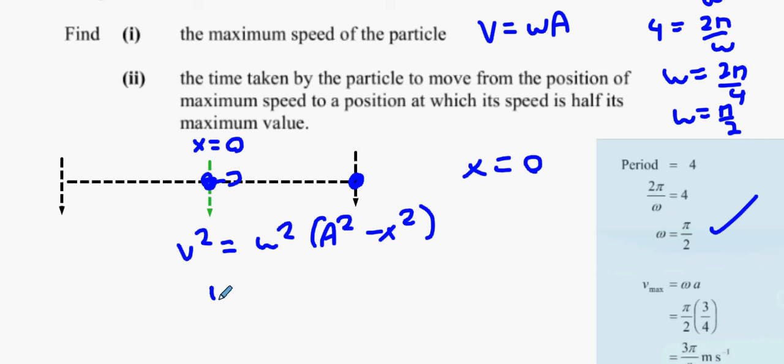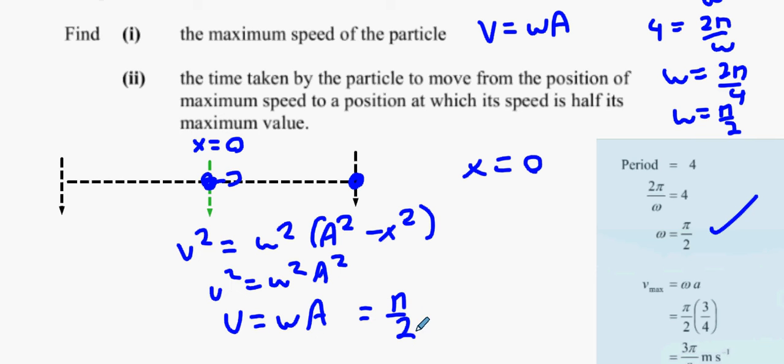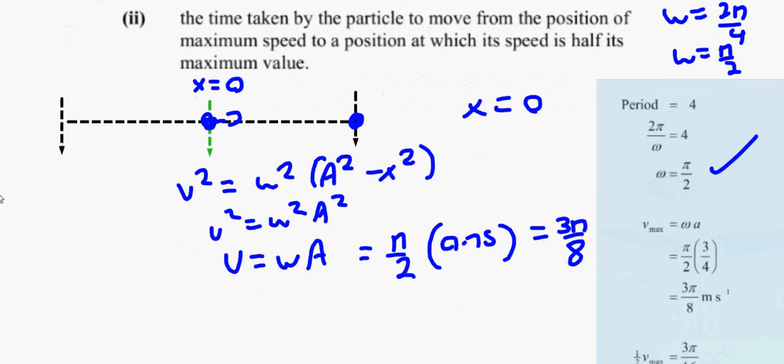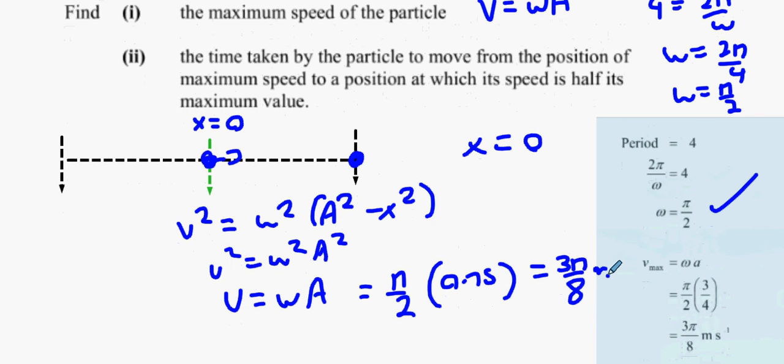So you get v squared equals omega squared a squared, so v equals omega a. And what's omega again? Pi over 2. And what's this times 0.75? Which gives us our 3 pi over 8 meters per second. Okay, we've made some good marks there, okay?